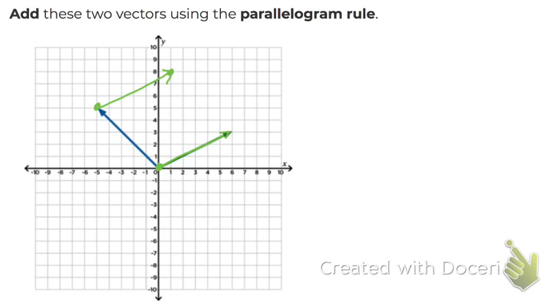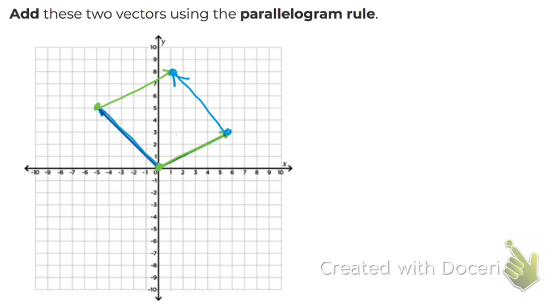So one that is parallel and congruent to this blue vector. So we're starting here and we're going to go over 5, up 5. So yep, it's ending in that same place.